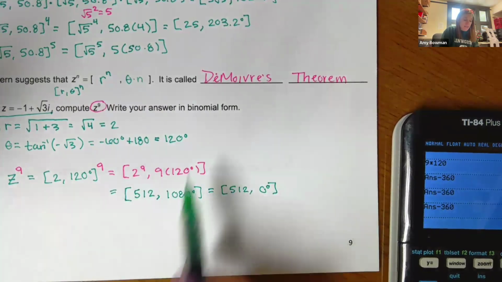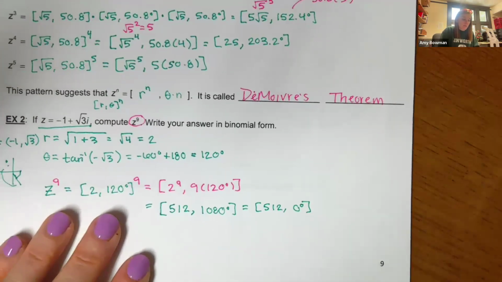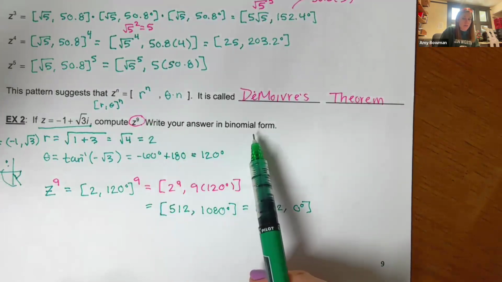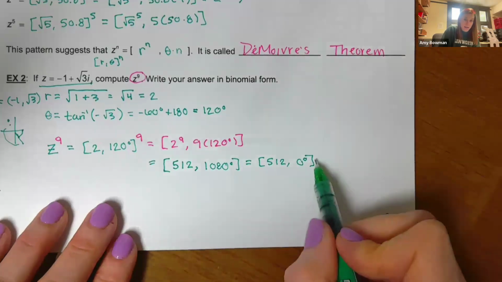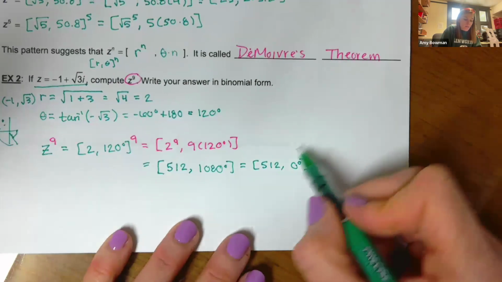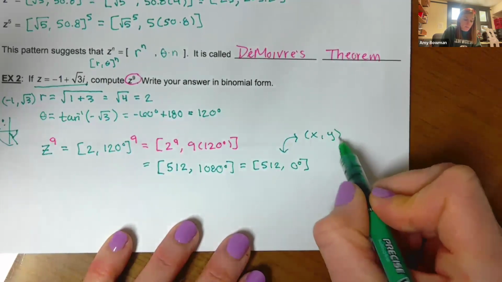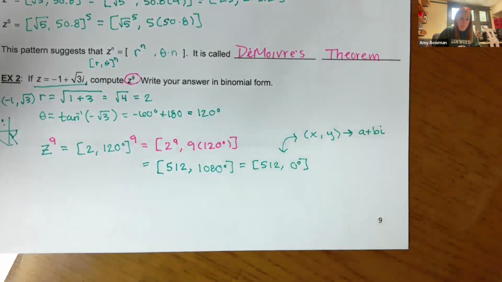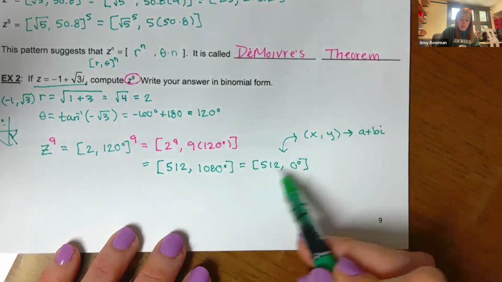The only thing is this was given to us in binomial form. Z was given in binomial form. We were asked for z to the 9th in binomial form. So we are not done yet. We just need to take this and convert it back to binomial form. Remember that middle step between doing that would be rectangular form, and then we can take it into a plus bi form. So don't forget how to compute x and y using r and theta.